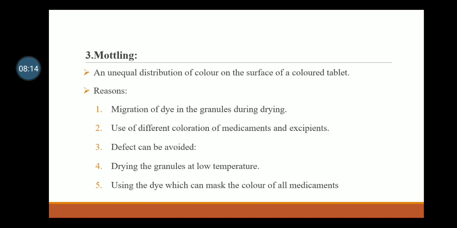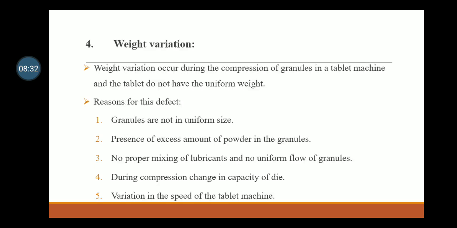Third, mottling: an unequal distribution of color on the surface of a colored tablet. Reasons: first, migration of dye in the granules during drying. Second, use of different colors of medicaments and excipients. The defect can be avoided by drying the granules at low temperature and using a dye which can mask the color of all medicaments.